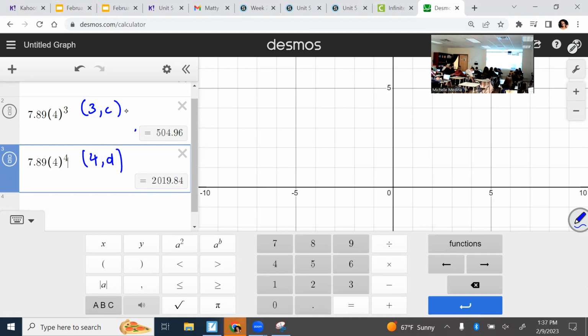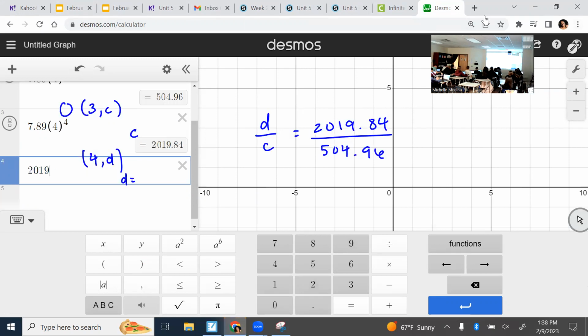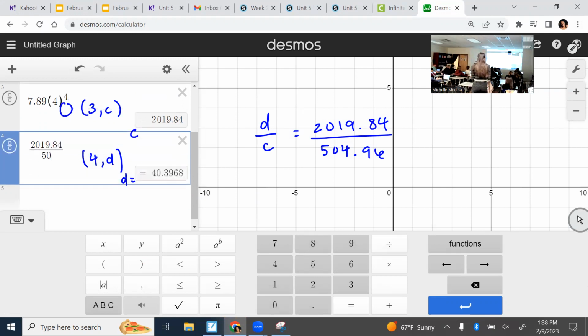So this is my C because 3, when it's in the X position of the equation, gives me this for the C. This gives me D because it was paired with the 4 for the X. And remember, it's D divided by C. So make sure you do the 2019.84 divided by the 504.96. So D divided by C, which you found from plugging in your input. And you get a solid 4 as your final answer.